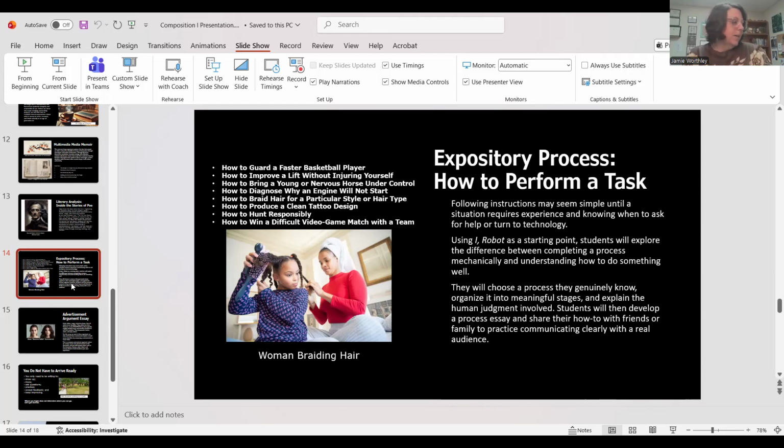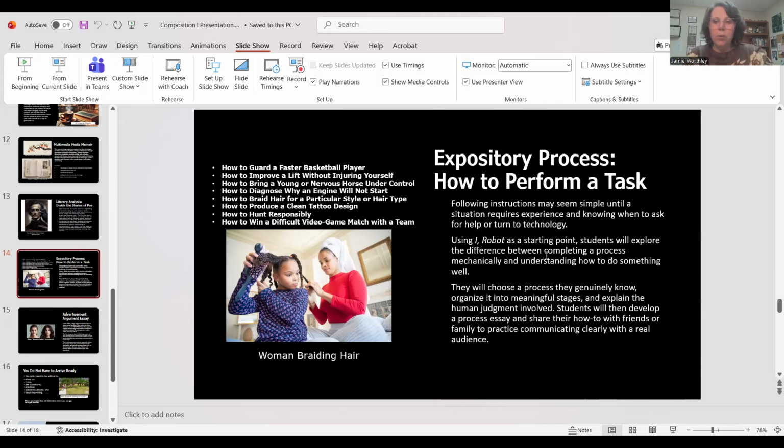But so this essay is just a how-to, like how to guard a faster basketball player, how to improve a lift workout without injuring yourself, how to bring a young or nervous horse under control. So I try to think of what are some of the things that you guys are doing that you can explain to me how to do, and when do I need to ask for help? When is it okay to get technology to help me? Right? So it's a how-to, but it's much deeper than that.